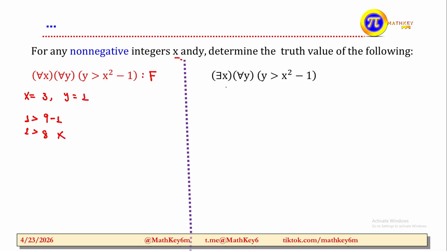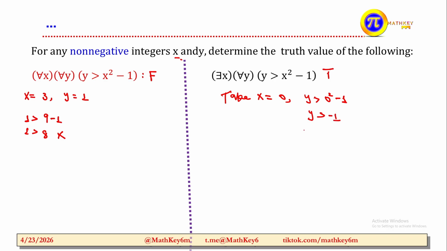Let's come to the second one. It says there exists x for all y, y is greater than x squared minus 1. What does this imply? Is it true or false? There exists one x such that every y satisfies y is greater than x squared minus 1. This is true. Why is it true? For instance, take x is equal to 0. This shows y is greater than 0 squared minus 1. What does it imply? y is greater than negative 1.